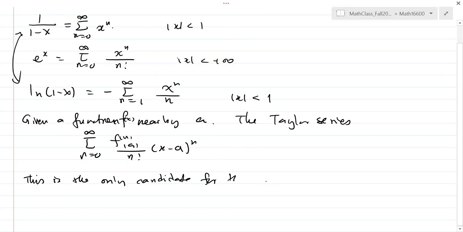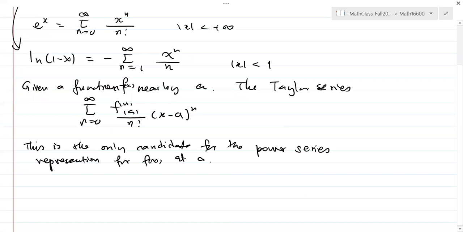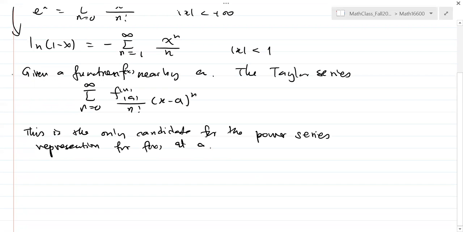This is the only candidate for the power series representation for the function f of x at a, okay? So if you're looking for a power series representation for the function around some point, then if that exists, it must be this one, okay? So when you're trying to find a power series, the Taylor series is given by this formula. But if I ask you to find a Taylor series, there's another way to get it, okay? That's the first point.